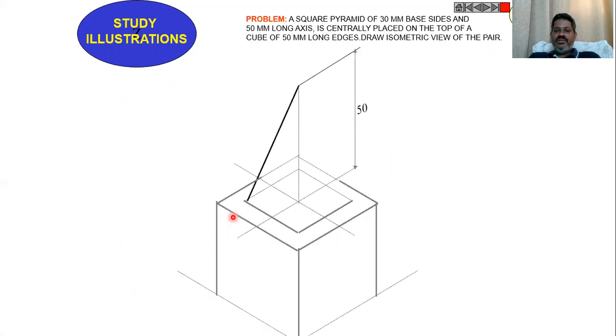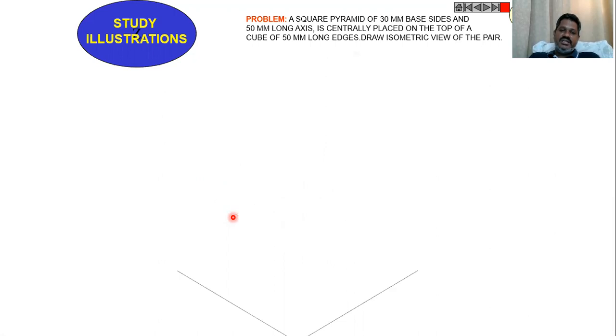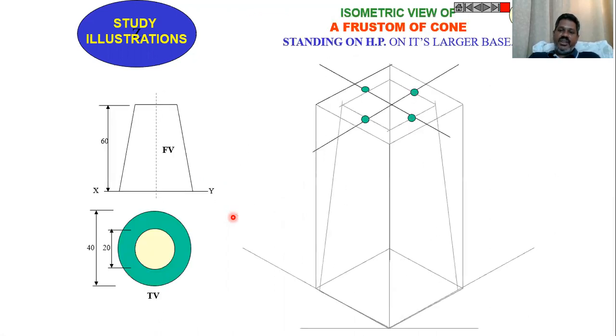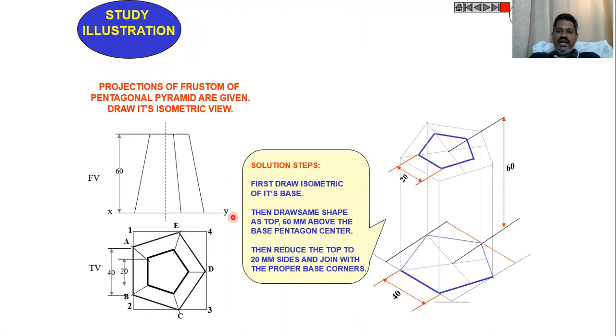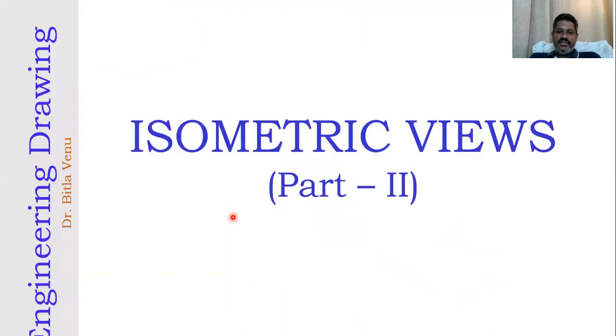Then a square pyramid of base 30 mm side and 50 mm long axis is centrally placed on the top of the cube of side 50 mm. That we have seen. Then we have also drawn the isometric views of the frustum of the cone. Then we have seen the isometric views of the frustum of the pentagonal pyramid. This is what we discussed in this session.